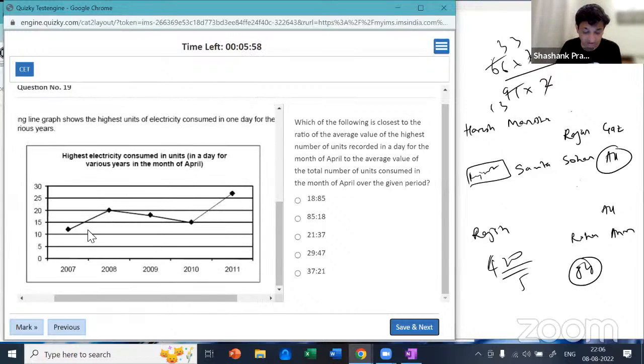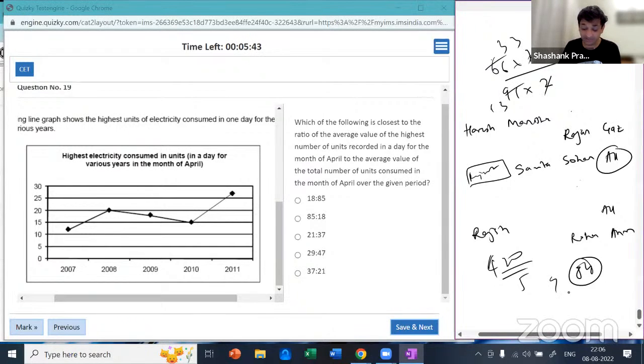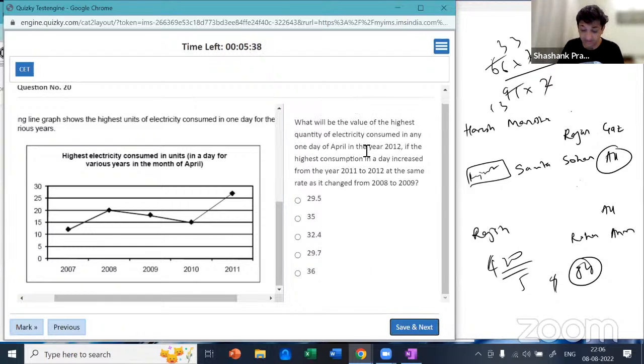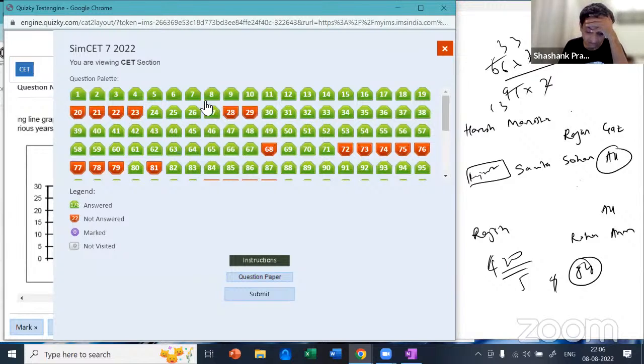And highest number of units. Okay, average. So basically 13, 13 plus 20, 33, 33 plus 18, 51, 51 plus 15, 66, 66 plus 28, 94, 94 divided by 5, 19 is to 84-ish, something, 1885, whatever. Value of the highest quantity of electricity consumed in one day. I think I'll go for something else now.